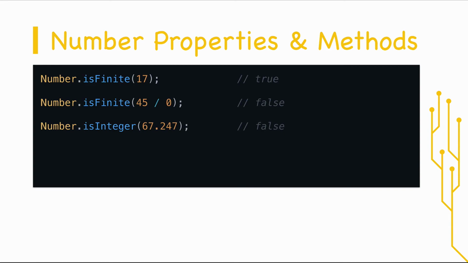Another cool method is the isInteger method. The isInteger method can be used to check whether a value or a number is an integer or not. So in this case, Number.isInteger(67.247) results in false because 67.247 is not an integer, it's not a whole number. If it was 67, then the isInteger method would have returned true. However, 67.247 means it's a decimal or a fraction number or a floating point number in JavaScript, and that's why the isInteger method returns false. So this method can be used to check whether a value or a number is an integer or a whole number or not.